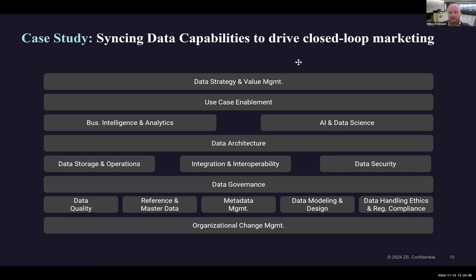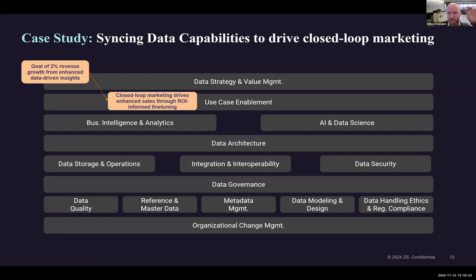So that's kind of the use case that we take here as one of these examples that Sri had earlier, also from the kind of drive down to those foundational building blocks. In this case, this company had a global goal of 2% revenue growth from enhanced data-driven insight. That was something that they had prioritized. And then this particular use case was one of the main ones. They were not able to do it before, and they wanted to actually have a quantified understanding of how effective their marketing was.